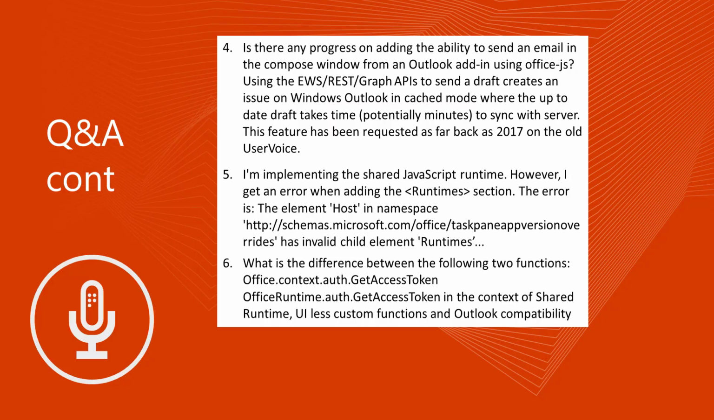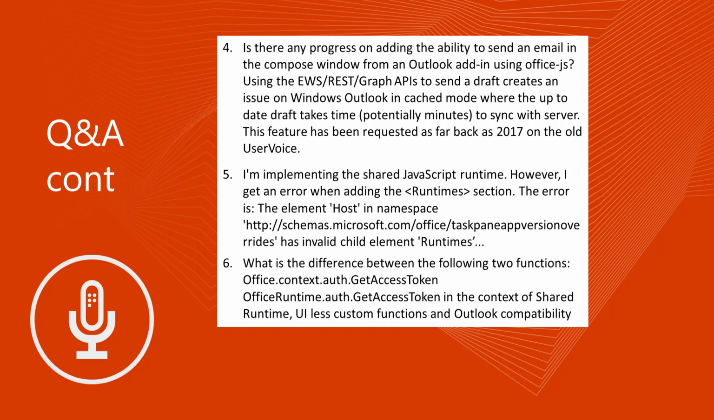There was one more question. What's the difference between the following two functions? There's an office.context.auth.getAccessToken, and there's an OfficeRuntime.auth.getAccessToken. Fundamentally, these are both the same. And I realize it's confusing because we have both in our reference. If you look at the reference docs, you'll see both documented. They really do the same thing.